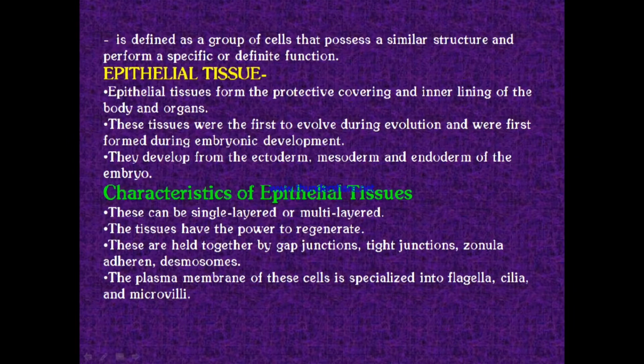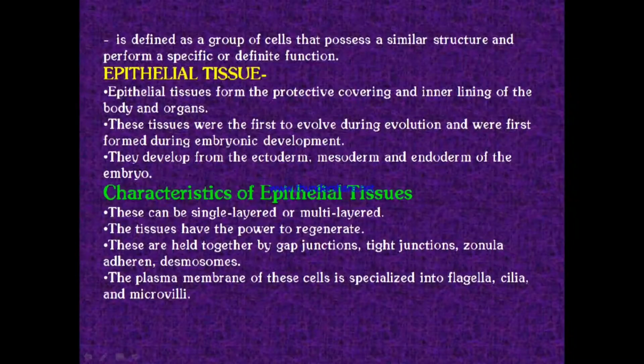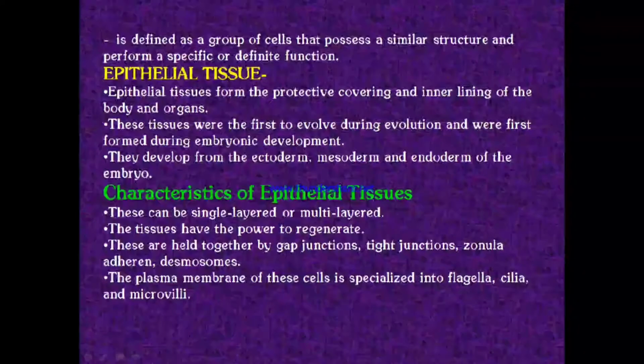Let's see what are epithelial tissues. Epithelial tissues form the protective covering and the inner lining of the body and organs. These epithelial tissues were the first to evolve during evolution and were first formed during embryonic development. They develop from the ectoderm, mesoderm and endoderm of the embryo. These are the germinal epitheliums which are developed during embryonic development.